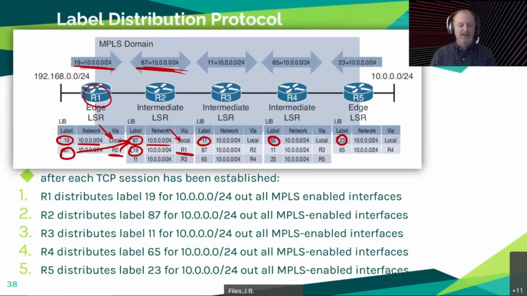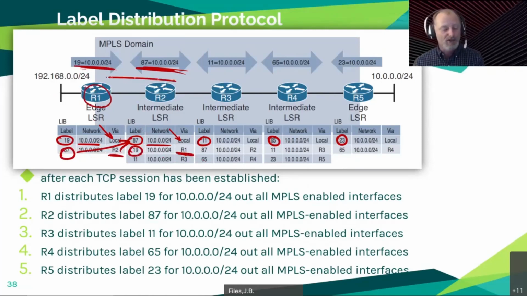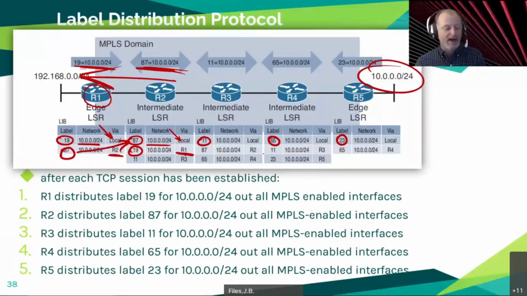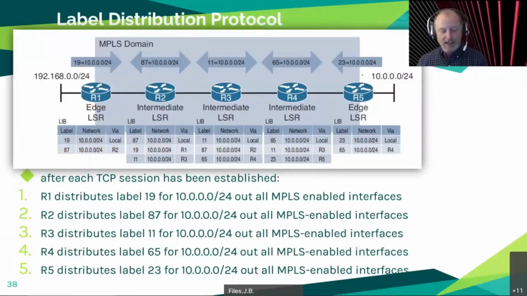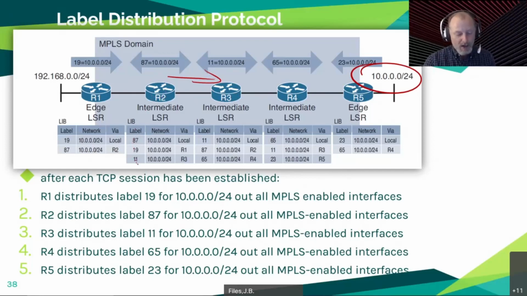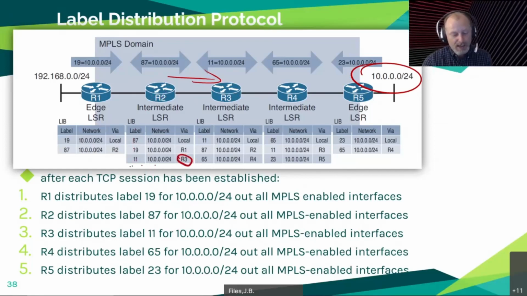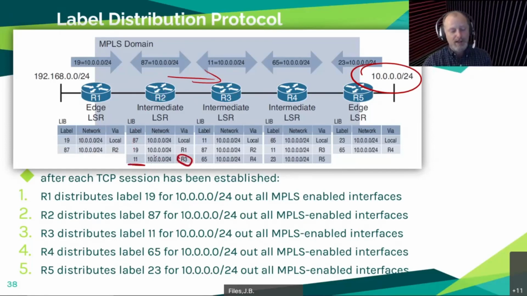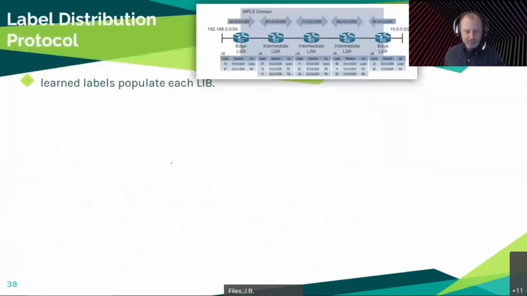Now we can see that's never going to happen, right? R2 is never going to send it to that network that way. If we're trying to get to this network, R2 is only going to go that way, so to R3. But it knows that if it needs to send it to R3, it needs to relabel it 11.